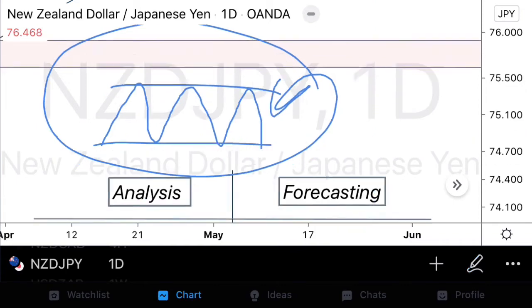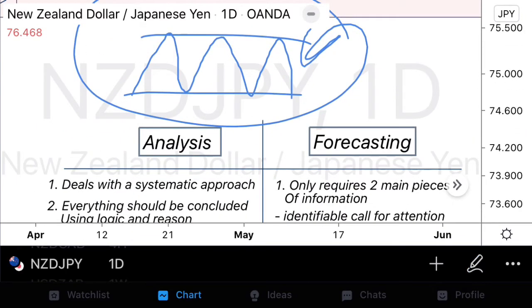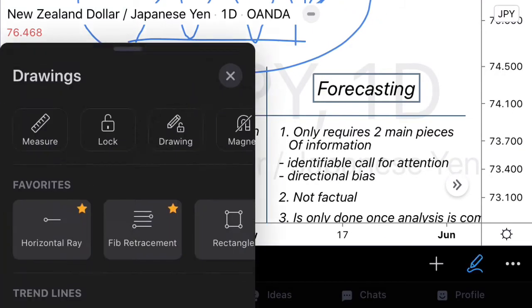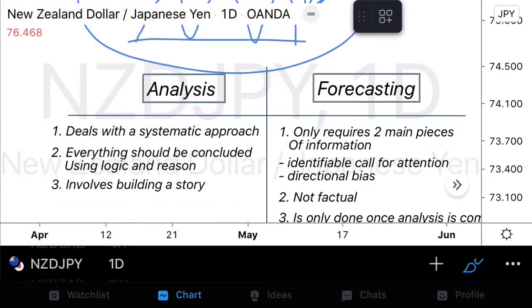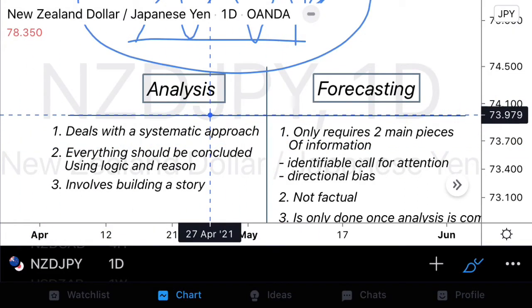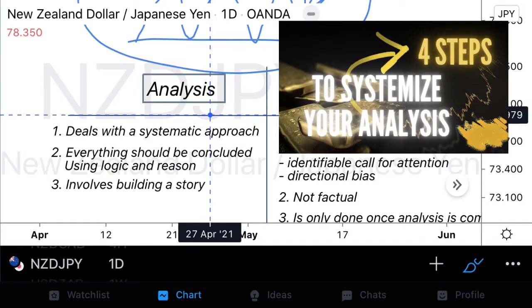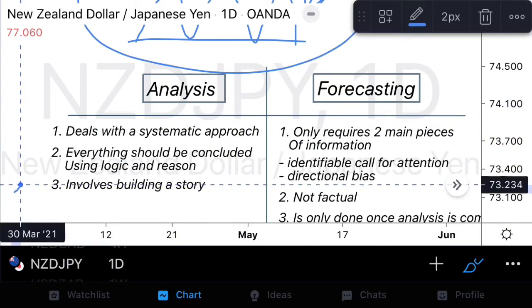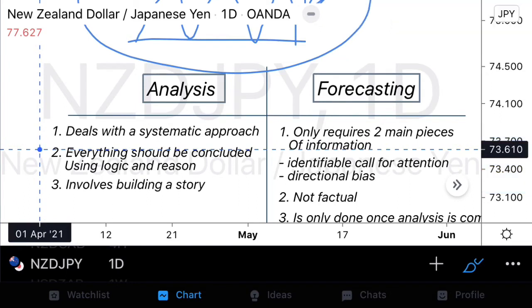Now that we know the differences between analysis and forecasting, we're going to start off with breaking down analysis. Number one, guys, analysis deals with a systematic approach. If you don't have a systematic approach to your analysis, I would suggest that you go and watch our video, 4 Steps to Systemize Your Analysis. That video goes in depth on how you can systemize your analysis. So the number one point is that analysis deals with a systematic approach.